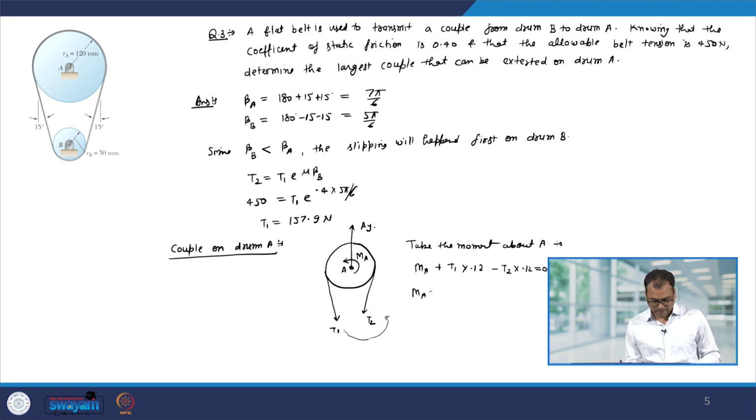Therefore, you get Ma equal to 0.12 into 450 minus 157.9, because T1 is 157.9 and T2 is 450 Newton. Therefore, Ma will be 35 Newton meter. Now, let us look at one more problem on the similar concept.